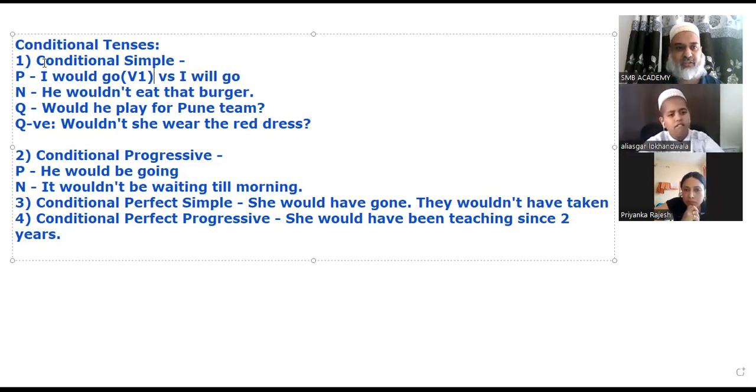So the formula of this tense is that whenever you want to write conditional simple, you have to write I, you, we, they, he, she, it, and then you have to write would and then V1. तो आप बोल सकते हो जैसे she would dance with शाहरुख खान. तो यानी कंफर्म है क्या वो डांस करेगी? आपको क्या लगता है? कंफर्म है she would dance with शाहरुख खान. What is the chance? What are the chances?